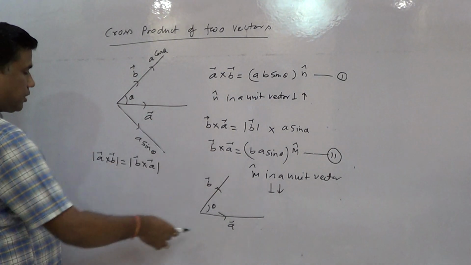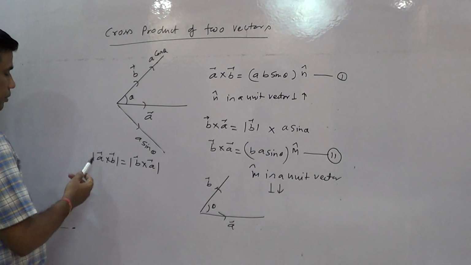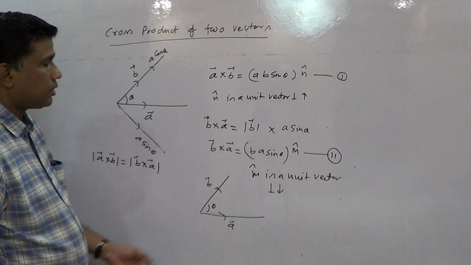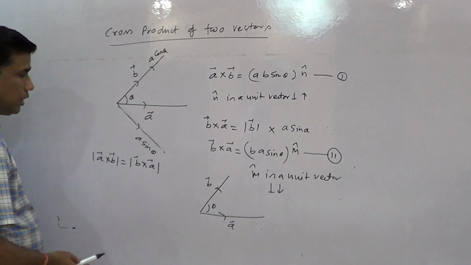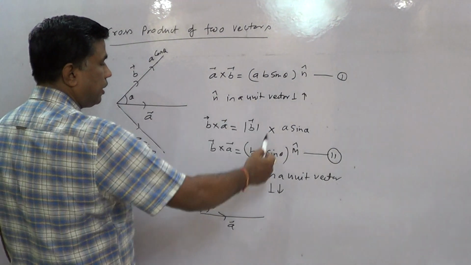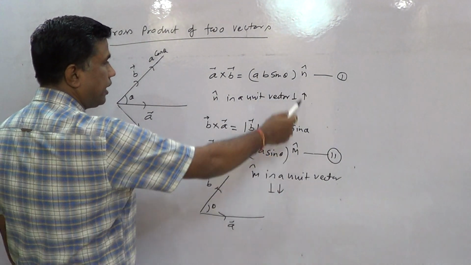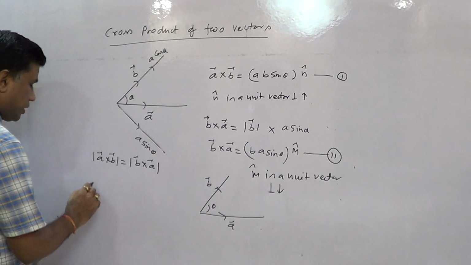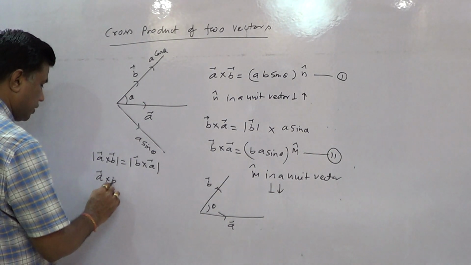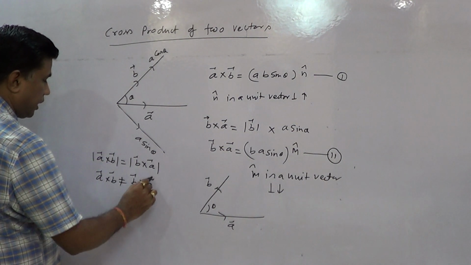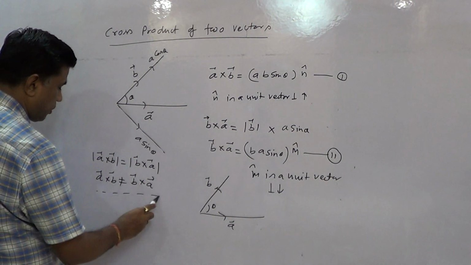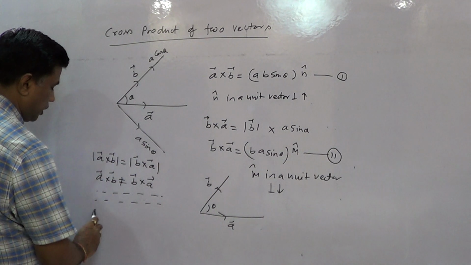Student, after writing this, you should write this. Mod of A cross B equal to mod of B cross A. AB sin theta equal to BA sin theta. But actually these two resultant vectors are not 100% the same because their directions are different. So we can say this A cross B vector is not equal to B cross A vector. That is, one can say cross product of two vectors is not commutative.